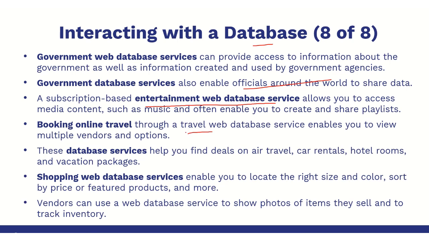Booking online travel through a travel web database service enables you to view multiple vendors and options. Now, these database services can help you to find deals on air travel, car rentals, hotel rooms, and vacation packages. I'm talking about the online travel databases. Shopping database services enable you to locate the right size and color, sort by price or featured products, and more. Vendors can use a web database service to show photos of items they sell and to track inventory.